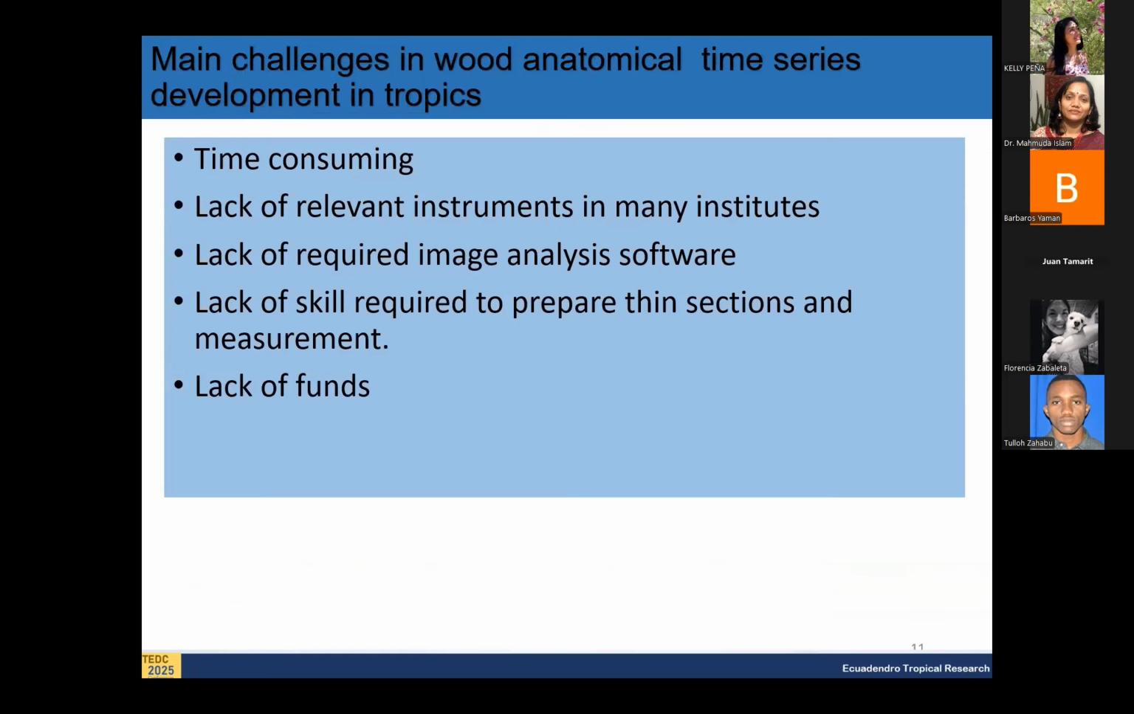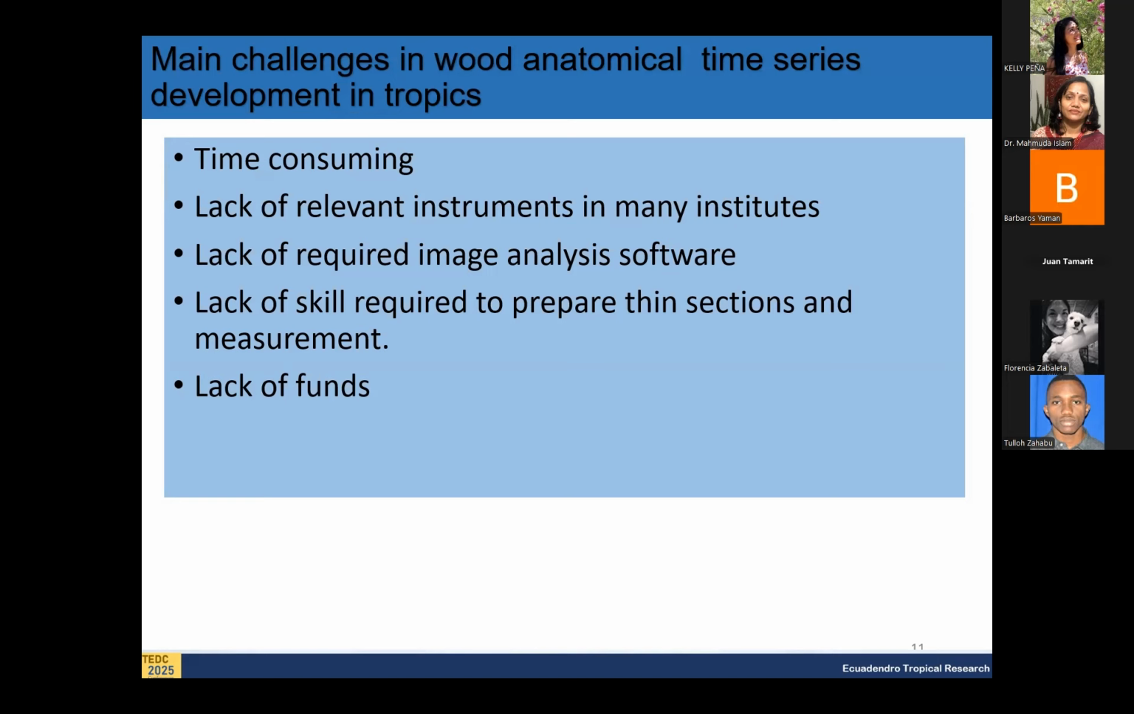Now, coming to the point: why is cellular dendrochronology not developed as rapidly as other sciences? It faces many difficulties. The main challenges in wood anatomical time series developed in the tropics are, first, that it is time consuming. Cellular dendrochronology takes a lot of time to process the data and develop the cellular chronology.